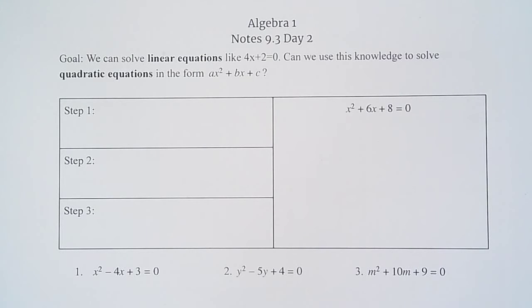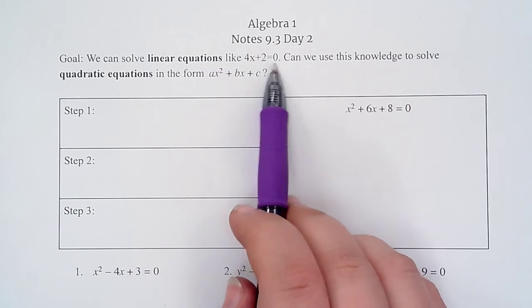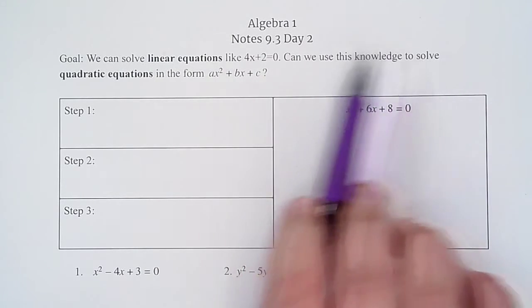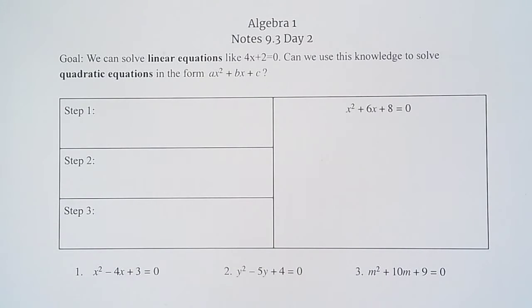Page 1, here are the notes for 9.3 day 2. So a quick goal update. We can solve linear equations like 4x plus 2 equals 0. We just solve by getting everything away from the x. So can we use this same knowledge to solve for quadratic equations in the standard form that we talked about?